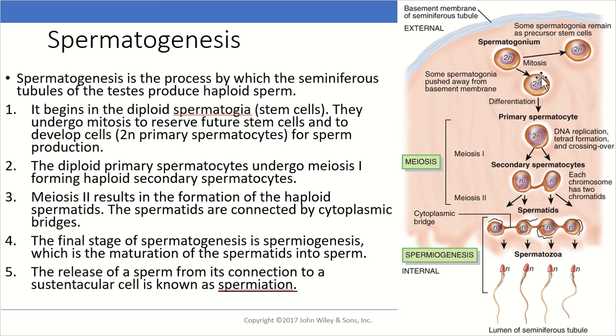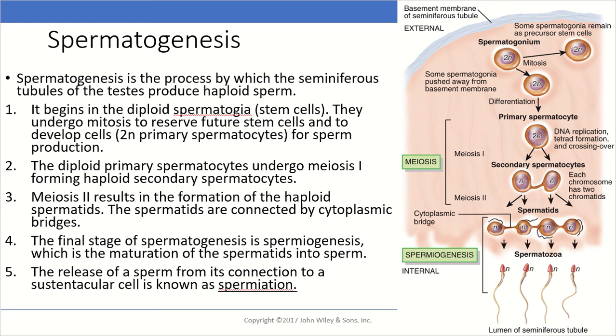So in step 2, the diploid cell is going to differentiate into a primary spermatocyte, and this primary spermatocyte is going to undergo meiosis 1 to form haploid secondary spermatocytes, which you can see here. Each of these has one copy of the genome instead of 2. So in step 3, meiosis 2 is going to result in the formation of the haploid spermatids, which we see here. And the spermatids are all going to be connected by cytoplasmic bridges.